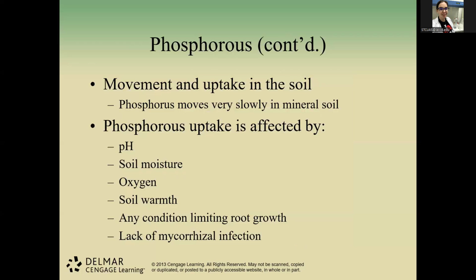As for movement and uptake in the soil, phosphorus moves very slowly in mineral soil. It is not going to leach readily in the same way that we see for nitrate. We don't see that for phosphate. Phosphorus uptake is affected by pH, which can affect availability, and by the amount of soil moisture. If you don't have soil moisture, uptake is not going to occur. Oxygen and soil warmth matter too. Remember, cold temperatures inhibit phosphorus uptake. Any condition that limits root growth will limit phosphorus uptake.